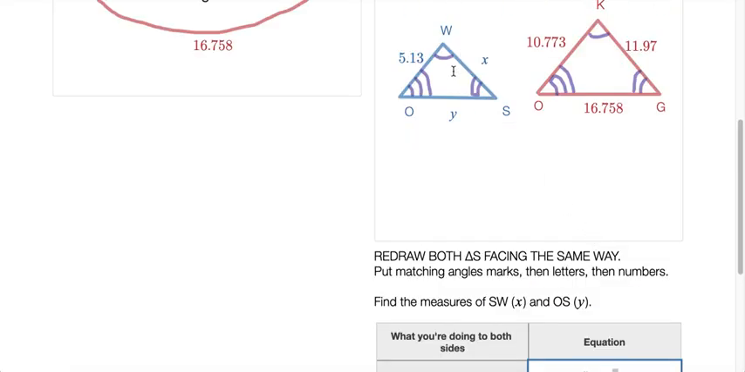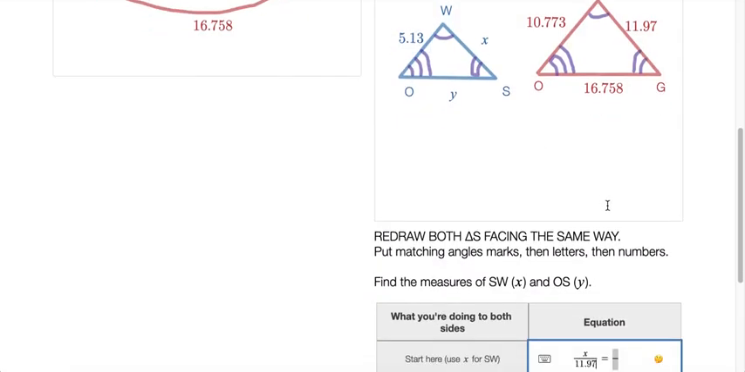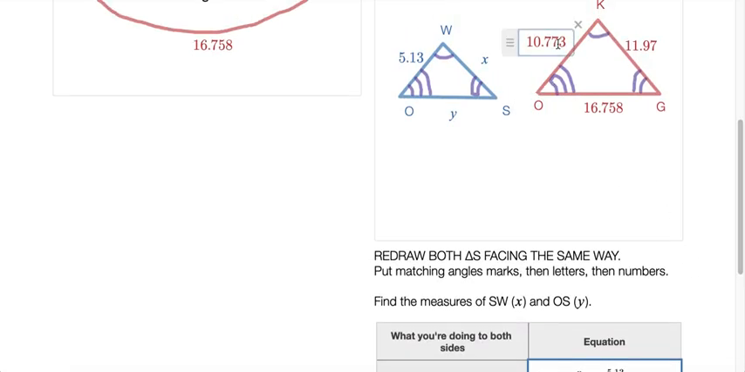X is from the small triangle over the big triangle. The next ratio needs to be the same way, small triangle over big triangle. I only know one number, so I have to use that in the numerator, 5.13. What does that match with? Well, I can see it right here. From the single to the triple is on the left, so the 5.13 goes with 10.773.